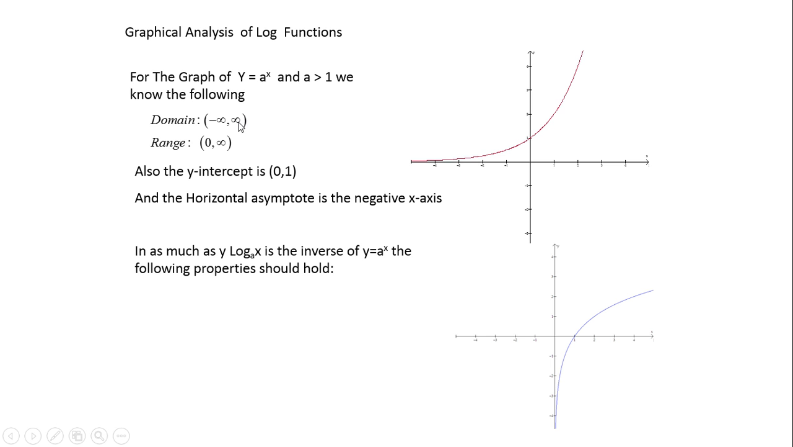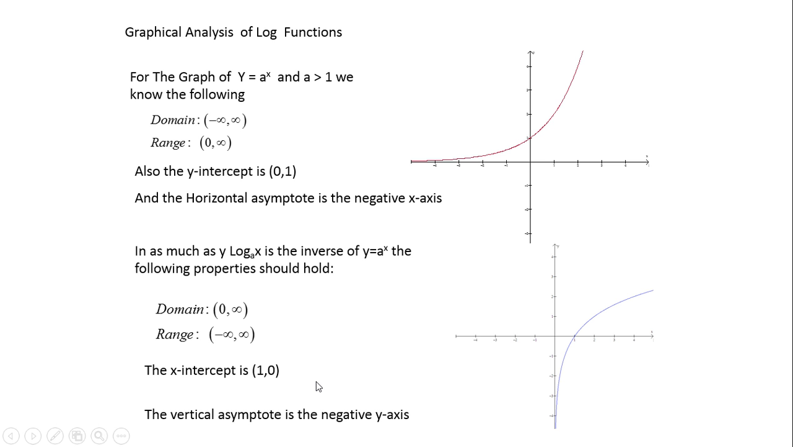Obviously, we know when we take the inverses, domain and range are switched. Okay, so then we'd have to say that the domain here is only positives. You can't take the log of a negative number. The range is everything, all values. The x-intercept is at 1, and the asymptote is along the negative y-axis.